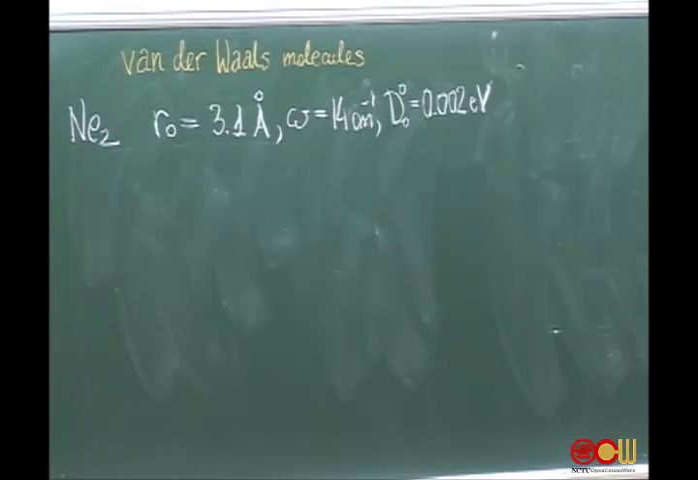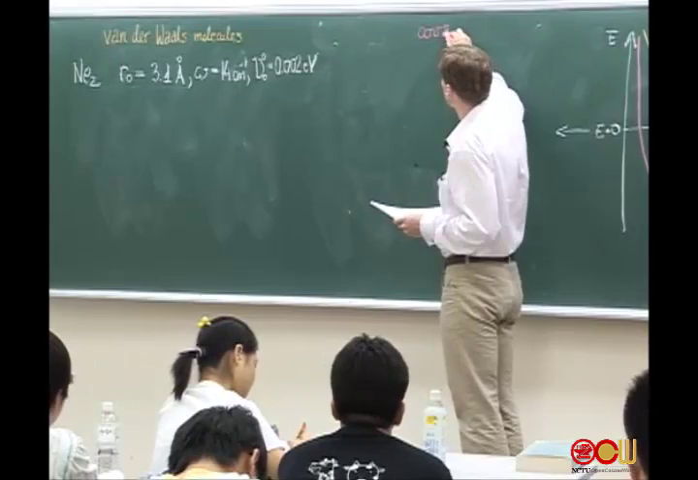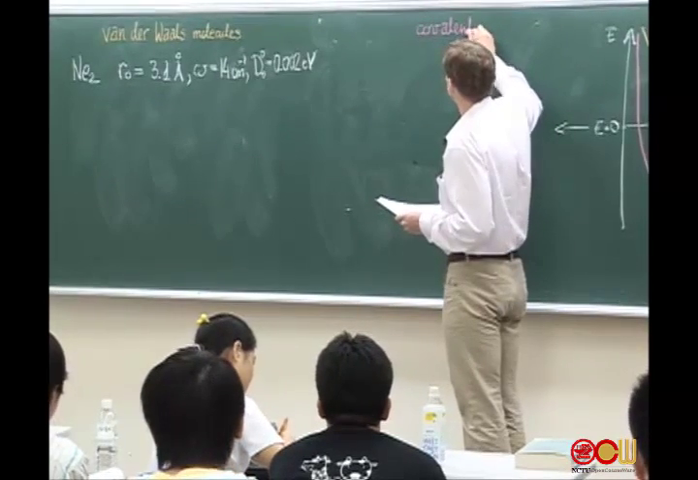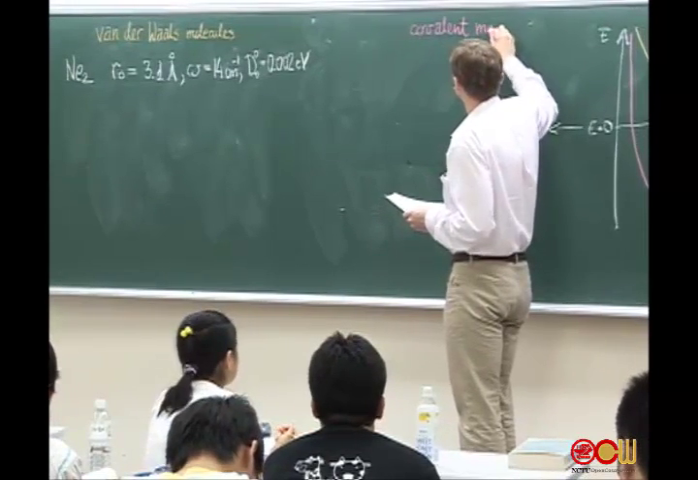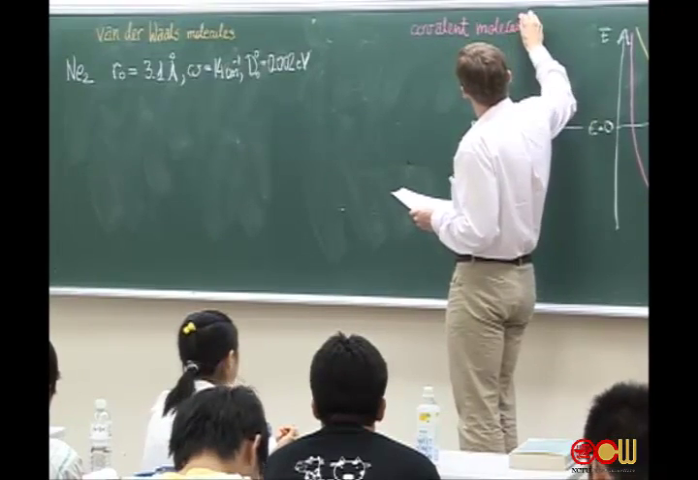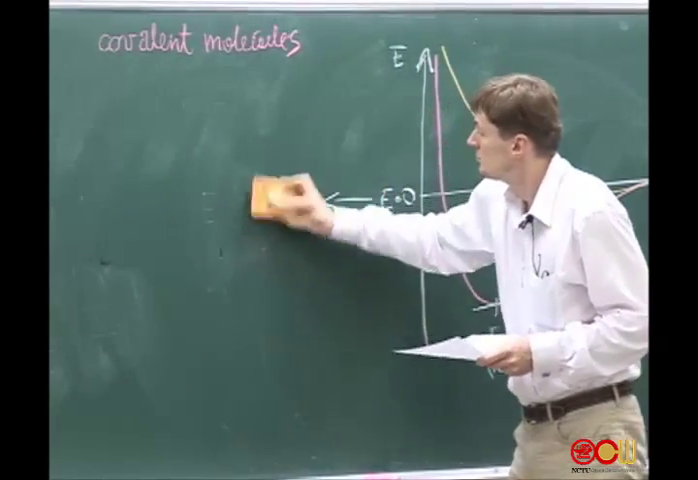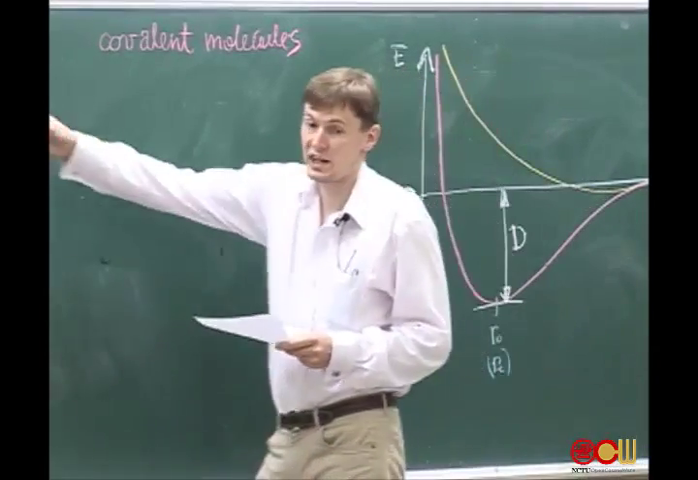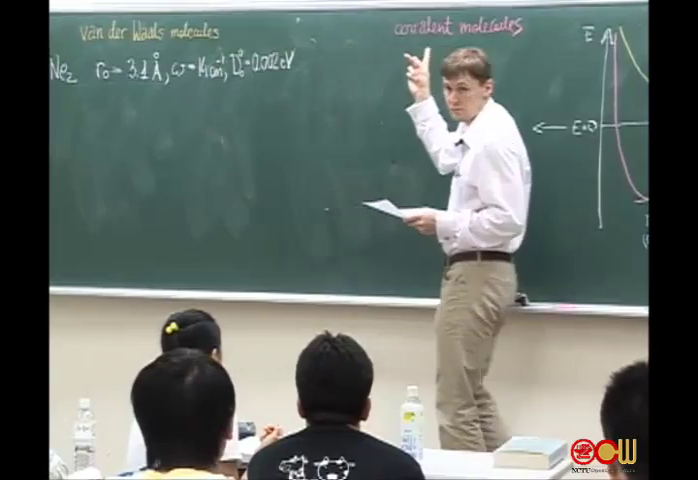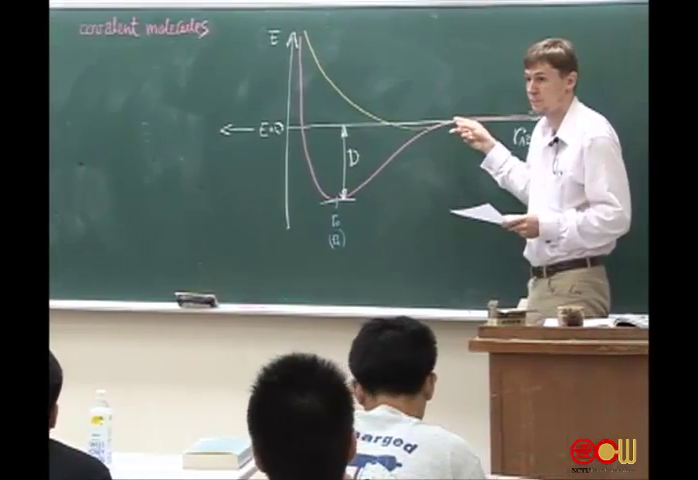Just to give you an idea what happens for normal molecules, also called covalent molecules. I will explain this word a bit later. So as you see, I keep two colors, orange and red. The same on this plot, red and orange.